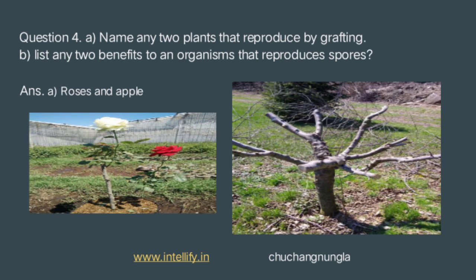Question 14. Name any two plants that reproduce by grafting and list any two benefits to an organism that reproduces by spores. So we already know that grafting is a method used in plants for nursing or to quickly grow new plants. Examples would be roses and apple. Now, the benefit here is that it can produce at the same time, and it can also tide over unfavorable conditions.